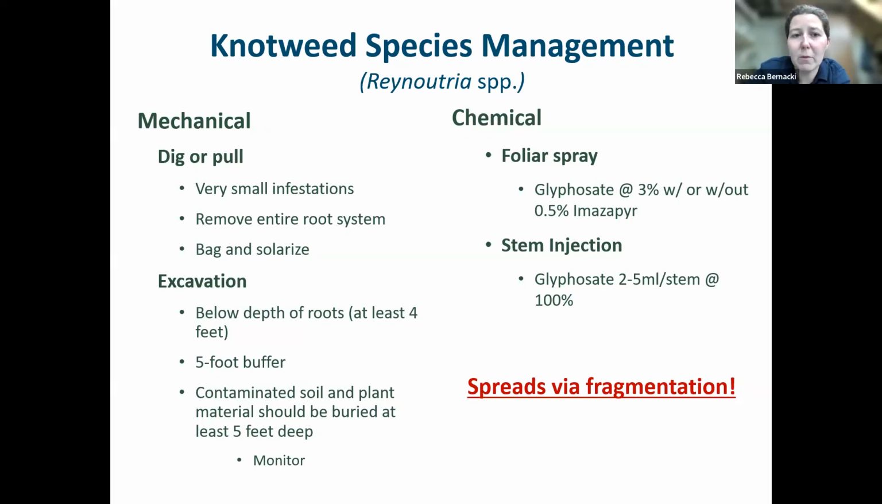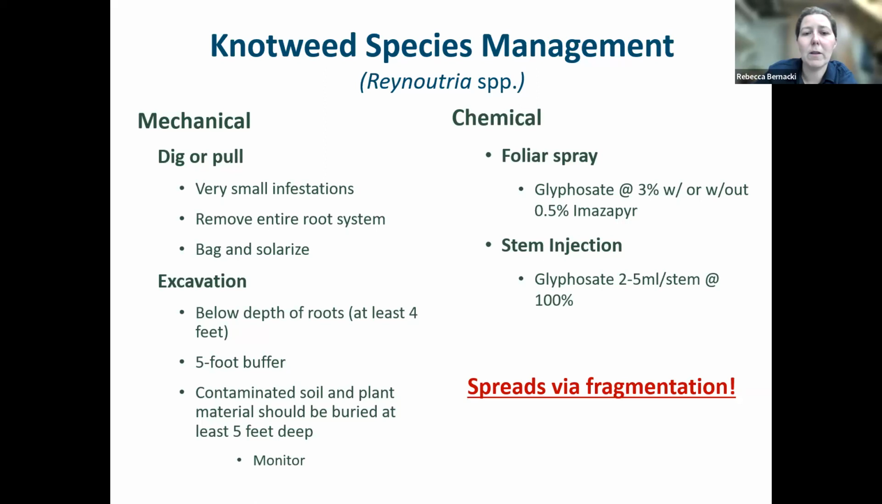We have 2 options for treating knotweed chemically. We can use either a foliar spray or stem injection. So most glyphosate-based products will recommend a 3% dilution rate. We can use that with or without 0.5% of imazapyr. Again, check your product label.